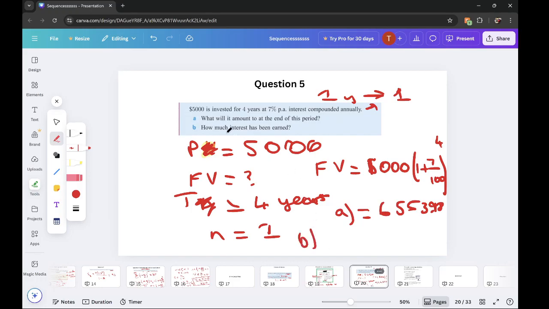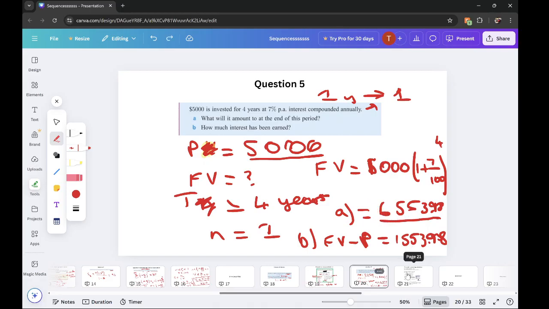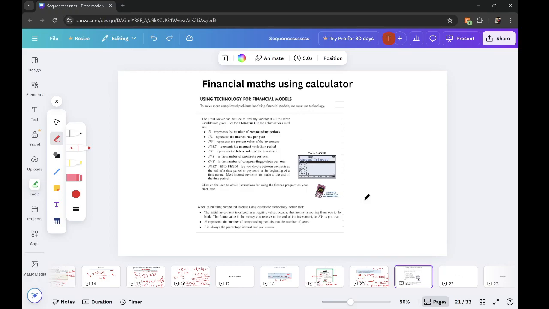Now B is how much interest has been earned. To find out how much interest is earned, you just do your FV, future value, minus your P. So if you take your future value, which is this, and your present, which is this, and you subtract them, you should get a value of 1553.98. Do include the sign, so in this case dollars. I just don't want to confuse you by writing it, thinking it's a number, because my handwriting is amazing.